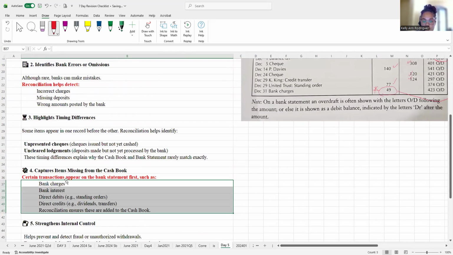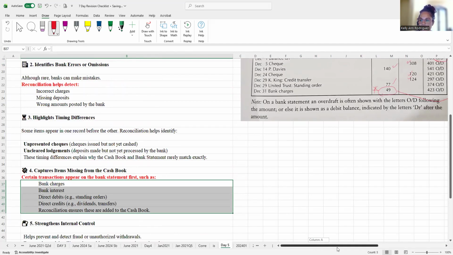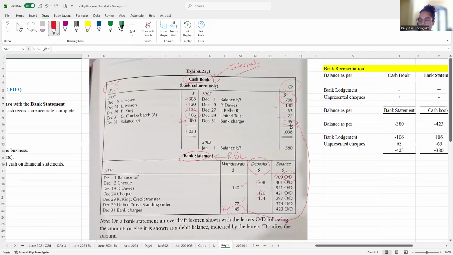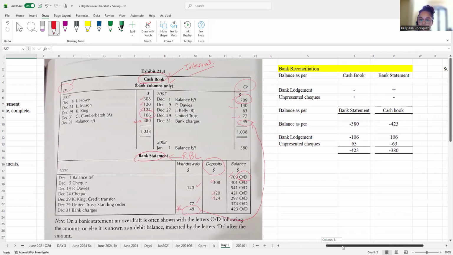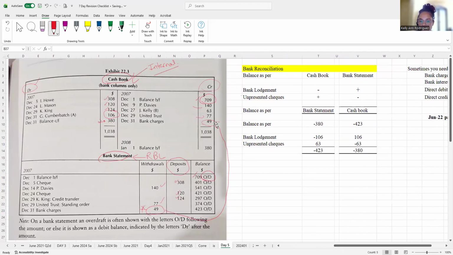If for some reason there are charges or interest or whatnot that are in your bank statement but not in your cash book, you need to update the cash book. So the individual who did this already updated their cash book with the bank charges. So it's there already. All we have to do is tick it. So we tick it. So what is missing? This 63 is missing. So two items are missing from this cash book: the bank did not have 106 and the bank did not have the 63.